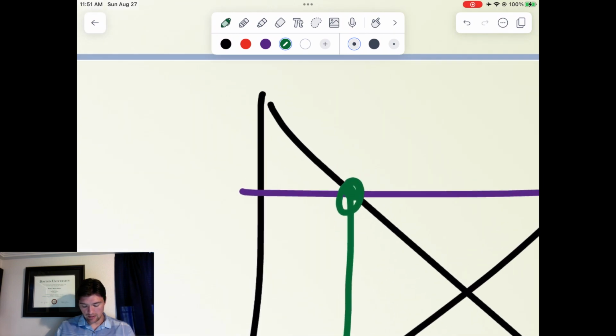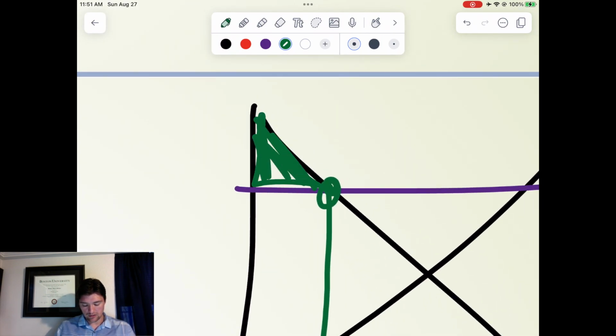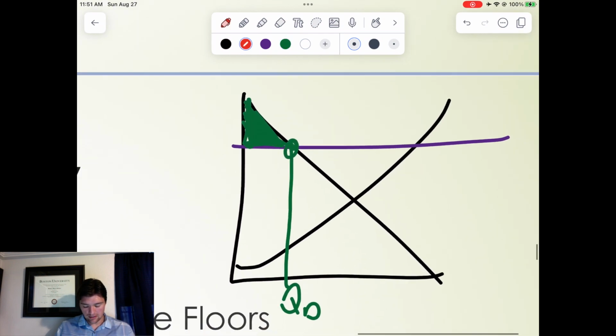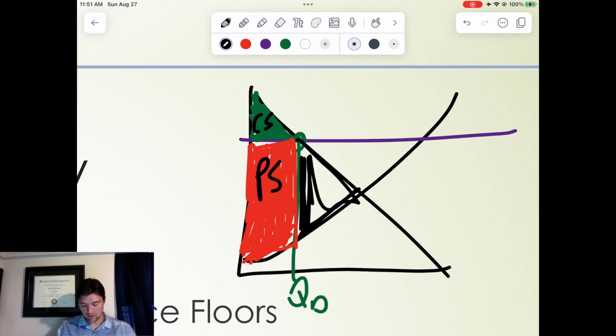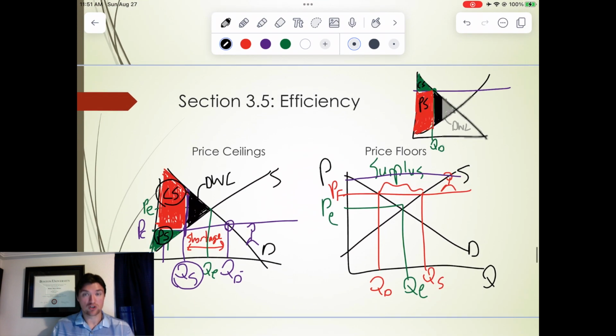So this area right here is my consumer surplus, and because we're selling at this quantity, and this is my supply curve, this entire area right here is my producer surplus. So this is CS and PS. And then therefore this area right here is my deadweight loss, because that's where I want to be, but I'm not. So this is the amount of surplus that we're losing. Okay? So that is both situations in terms of efficiency.